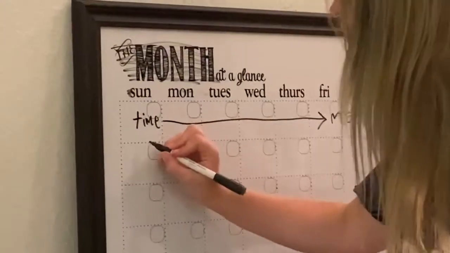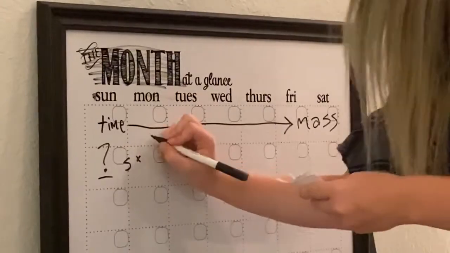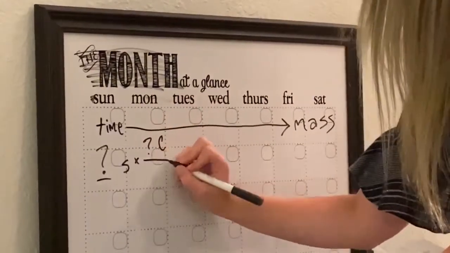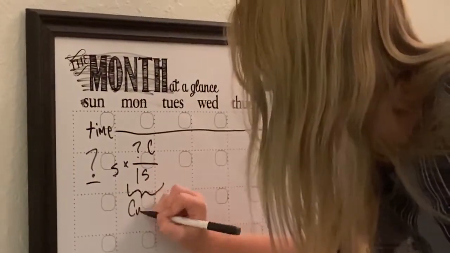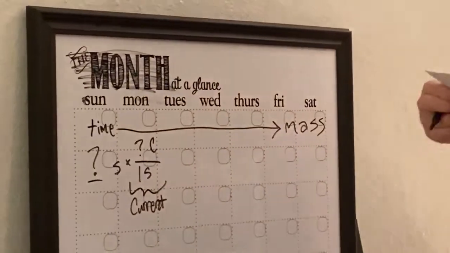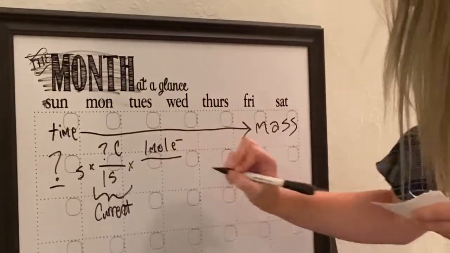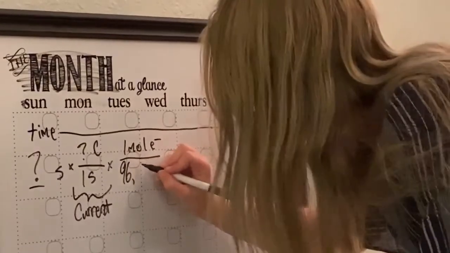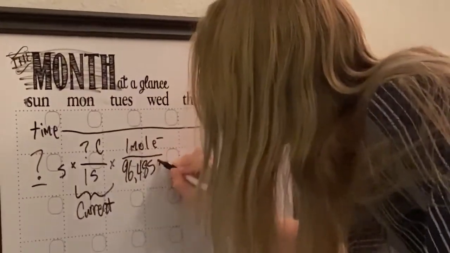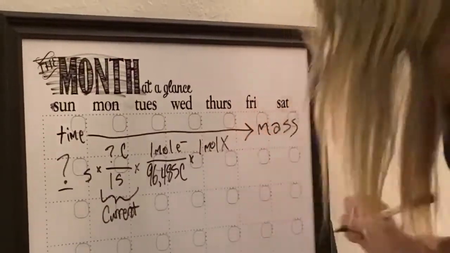So you will start with a certain amount of seconds. Multiply that by the coulombs that you should be given per 1 second. This is your current. Past that, you'll multiply by 1 mole of electrons divided by Faraday's constant, which, as I said before, is 96,485 coulombs. Multiply that by 1 mole of X, or whatever you're working with, which will be different in every case. This is the mole-to-mole ratio.